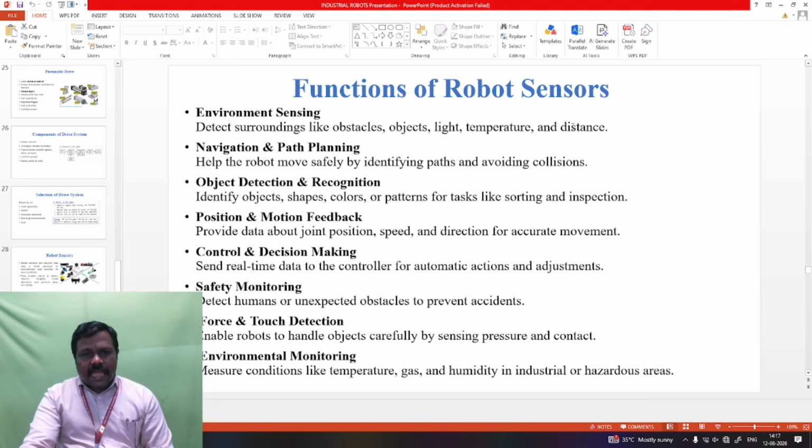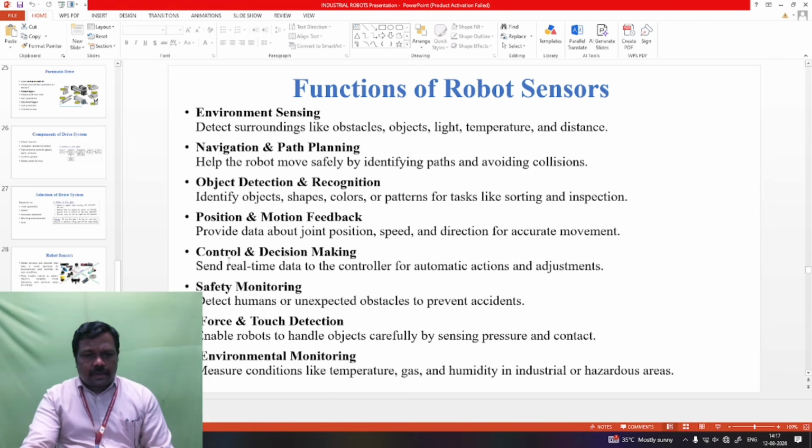Next is navigation and path planning. The sensors help the robot move safely by identifying paths and avoiding collisions. Next is object detection and recognition. Identify objects, shapes, colors or patterns for tasks like sorting and inspection. Next point is position and motion feedback. The robot sensors provide data about joint position, speed and direction for accurate movement.